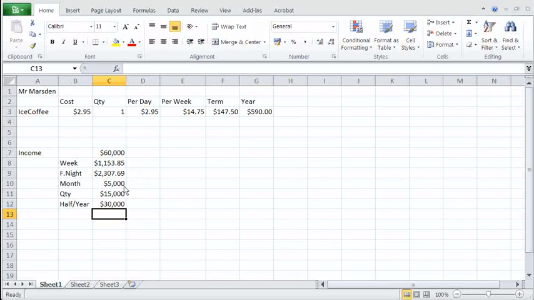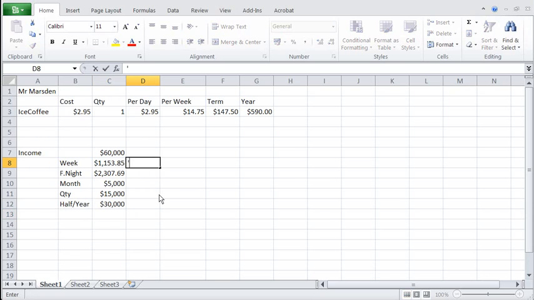So here we can actually see, well, if I have an income of $60,000, each week I should get $1,153.85. In a fortnight I should get $2,307. In a month I should get $5,000 a month. In a quarter, which is for 3 months, I should get $15,000, and if I got paid half yearly, it'll be $30,000. So you can see that there's different mathematical principles behind it.